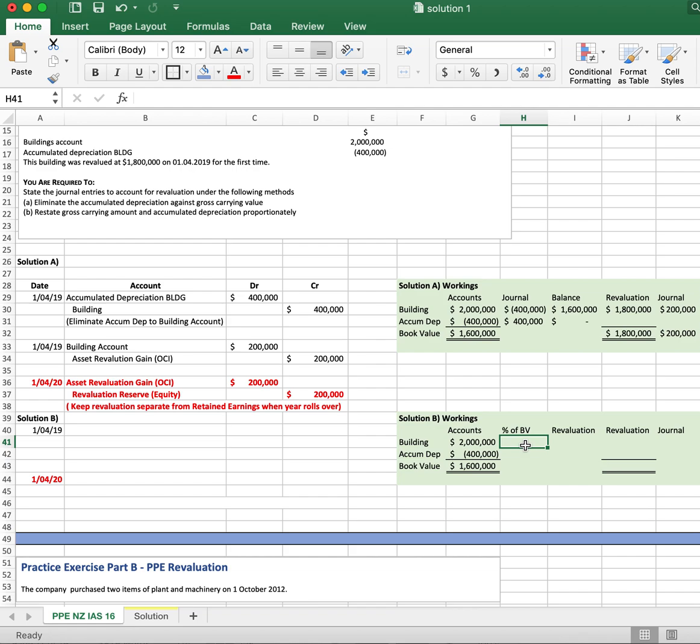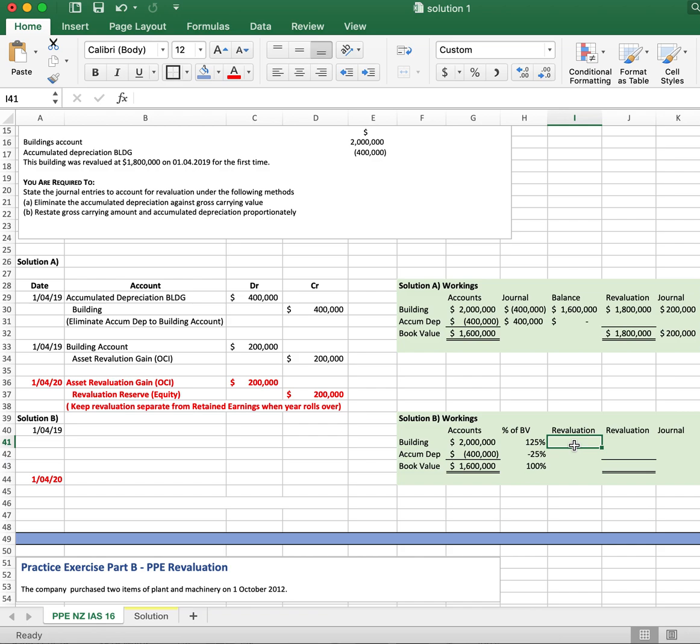Now what percentage of buildings is it to the book value? Okay, so because the cost is more, it's 125% of that. Whereas this is obviously going to be minus 25%, because it'll come to 100%. It has to come to 100%. So that's a portion of the current book value.